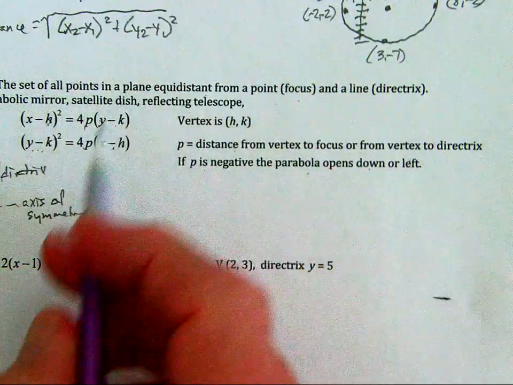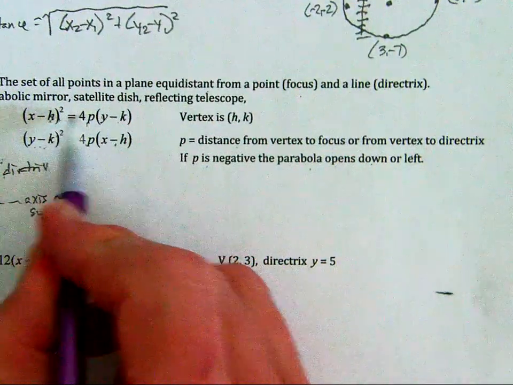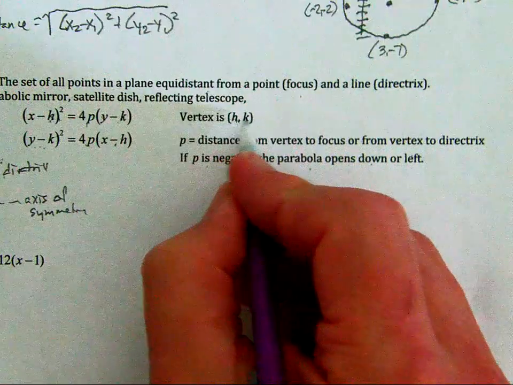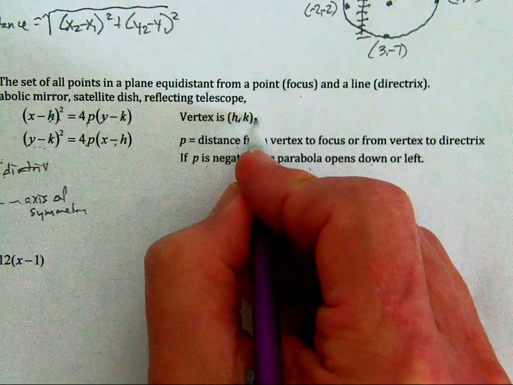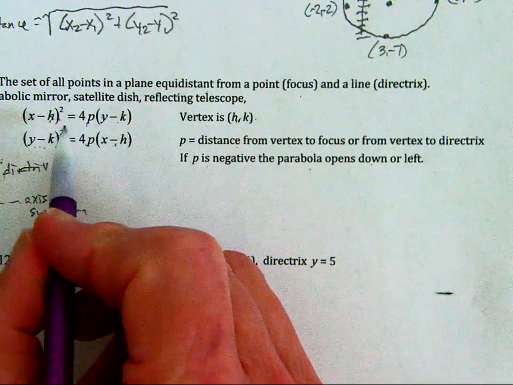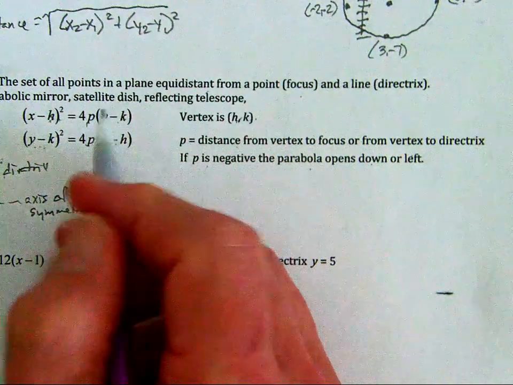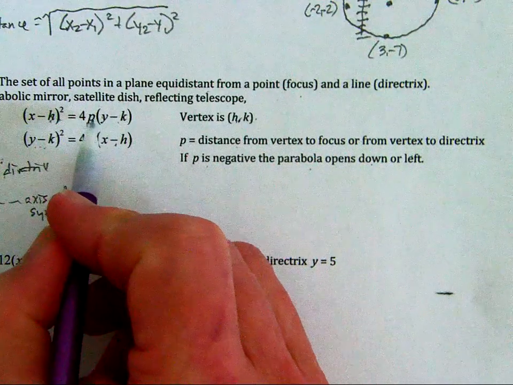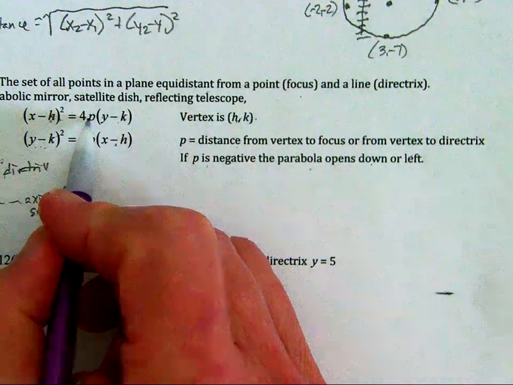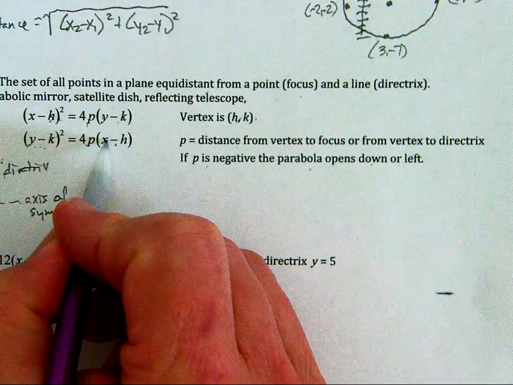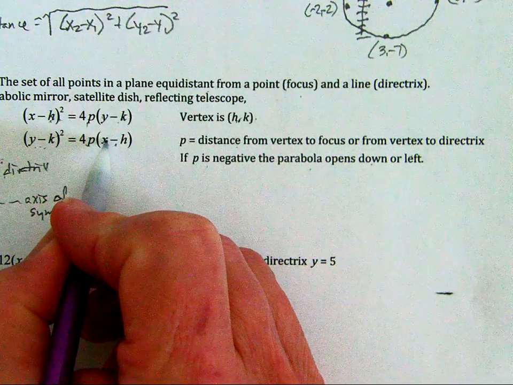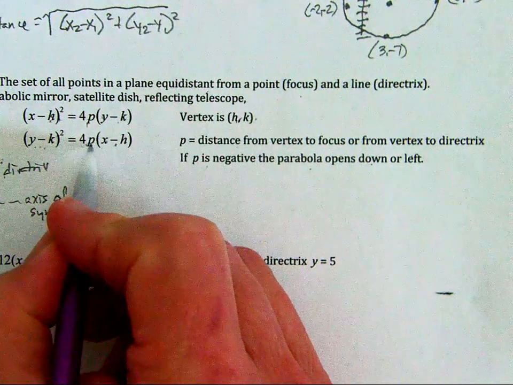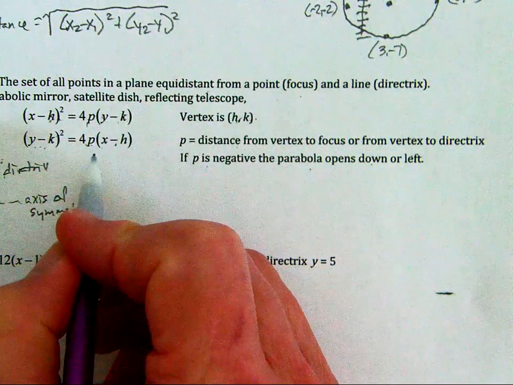So notice in the equation, here again we have H and K. That's our vertex. So our vertex is H, K. We tell which way it opens by first seeing which variable is not squared. If y is not squared, it's vertical. It opens up or down. So if P is positive, it's up. Negative, it's down. If the x is not squared, it opens horizontal, left to right. So if P is positive, it opens right. P is negative, it opens left.